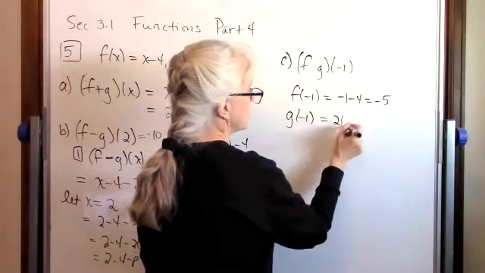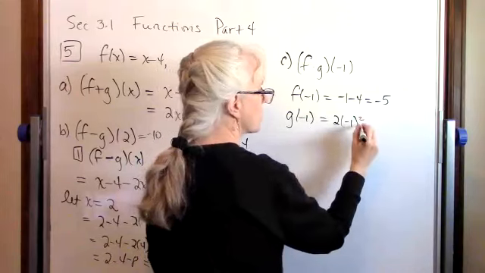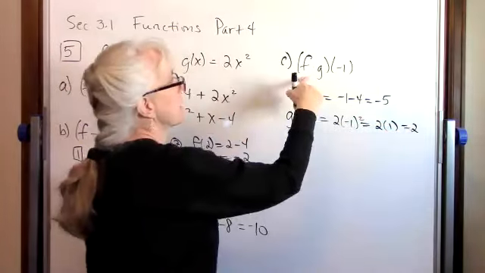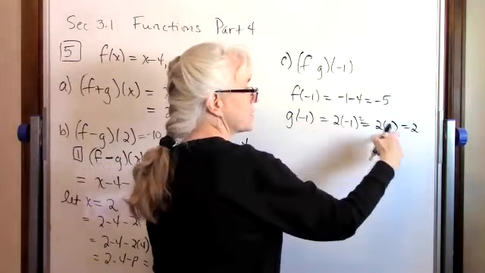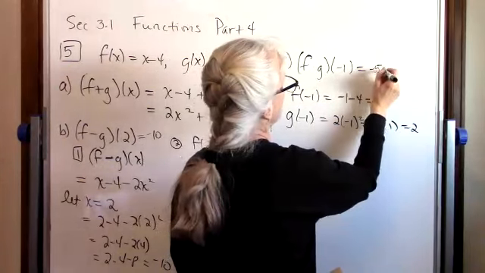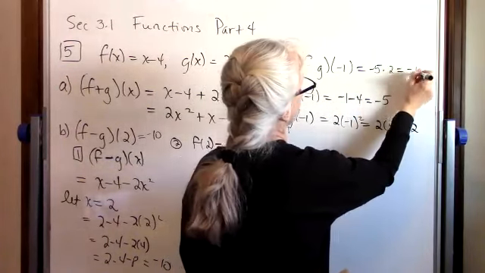So that would be 2 times -1 squared. Squaring first is 2 times 1, which gives me 2. And then to find f times g of -1, I'm simply going to take those two outputs and multiply them together. So I'm going to have -5 times 2, which is going to give me -10.